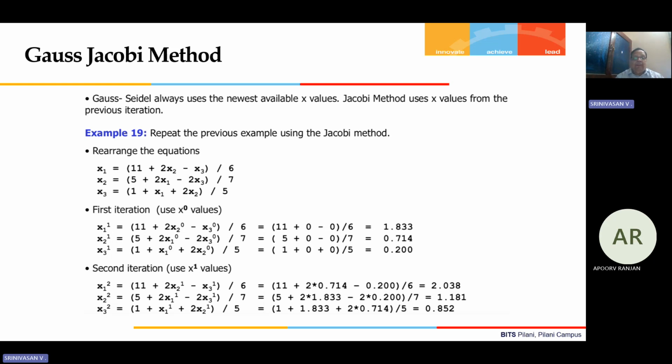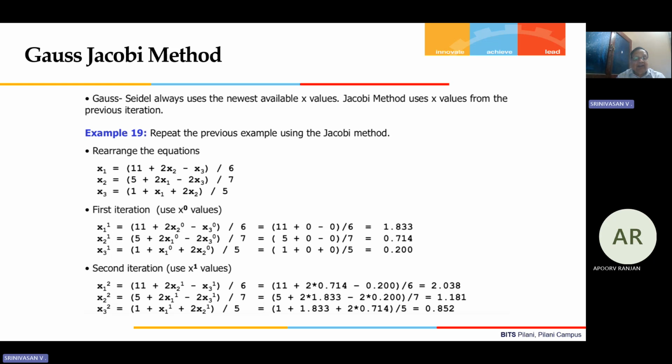Go to the next. x2 superscript 1, first iteration, x2 value: 5 plus 2 into x1 superscript 0 minus 2 into x3 superscript 0, divided by 7. Look at this. What would you do, what have you done in the Gauss-Seidel method? Ranjan, are you able to understand? Are you able to see the difference?